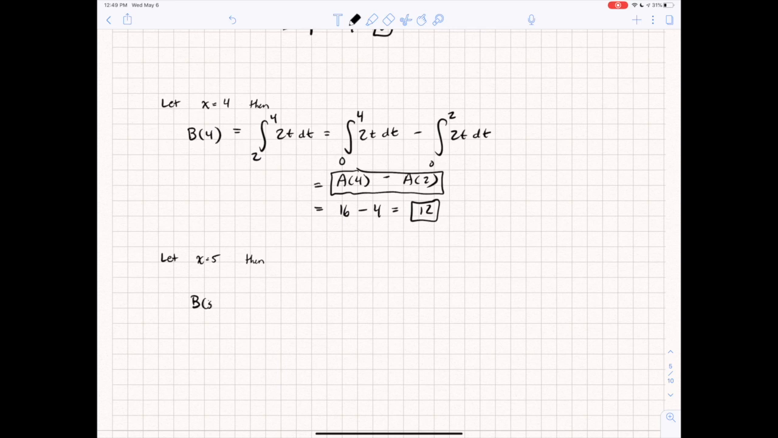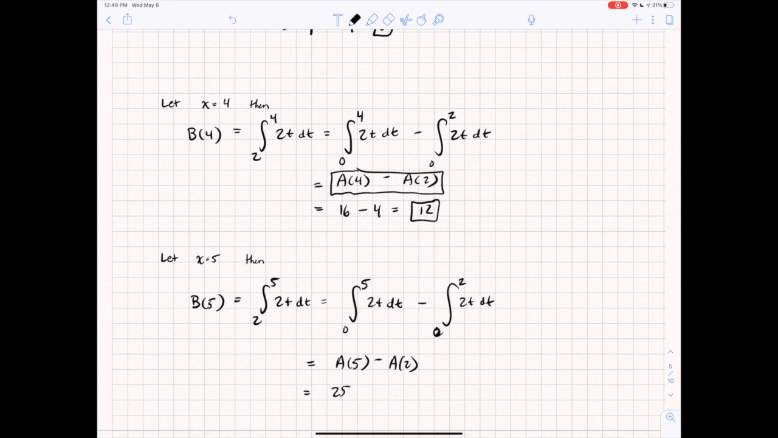So I would find b of 5, which would be equal to the integral from 2 to 5, 2t dt. Well, this is the overall integral from 0 to 5 minus the overall from 0 to 2. Well, this is a of 5 minus a of 2 again, which is 25 minus 4, or 21. There's the final answer. But again, notice this.